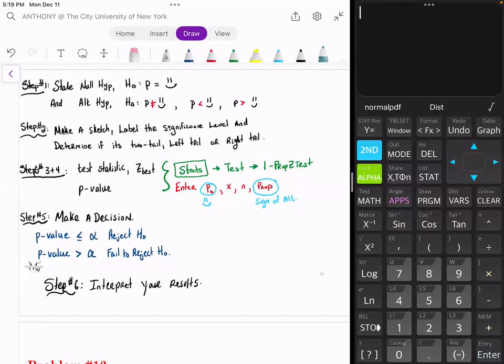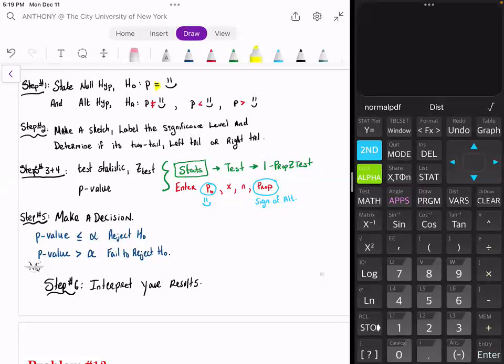Step number one. Step number one says state the null and alternate hypothesis. So the null hypothesis is always when the proportion is equal to some value. So just note that we always use the equal sign for the null hypothesis.